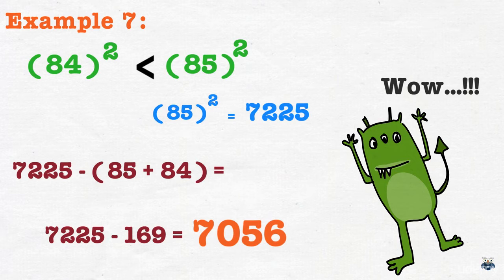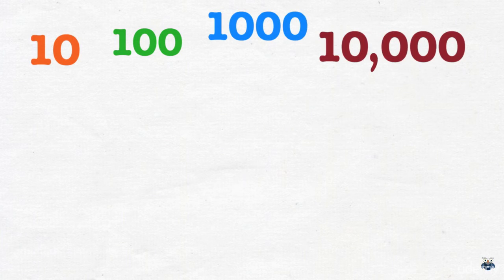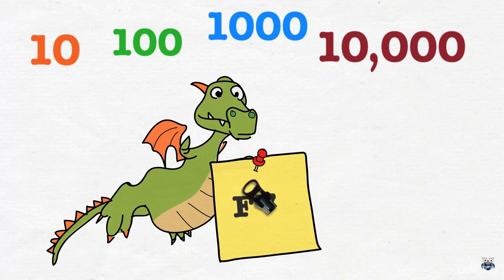Now let's turn our attention to another special case of squaring numbers. We will look at squaring numbers close to 10, 100, 1000, 10,000, etc. Please make a note of this. So here is our first example. What is the square of 93? As you can see, 93 is close to 100, which we will call our base number.